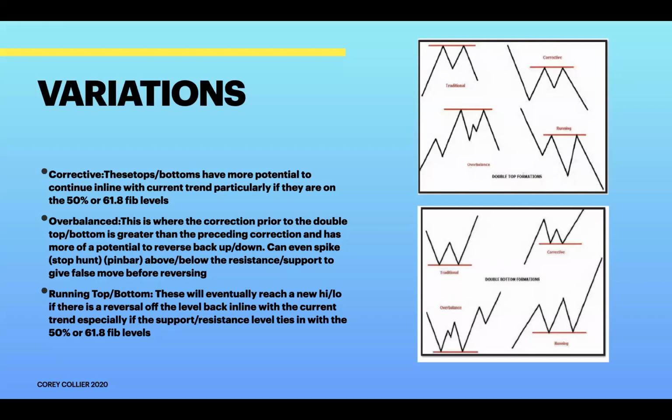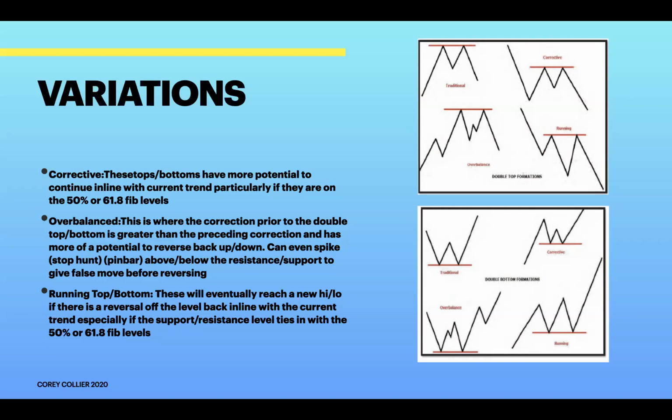The overbalance variation, this is where the correction prior to the double top or bottom is greater than the preceding correction and has more of a potential to reverse back up or down. This is where you can get into a trend reversal, okay? It can even spike, stop hunt with a pin bar above or below the support or resistance to give false moves before reversing.